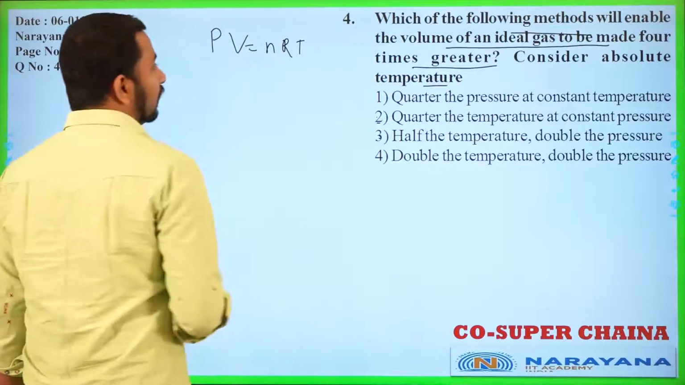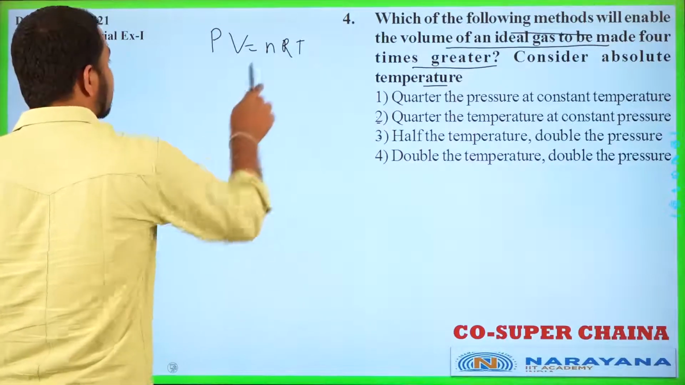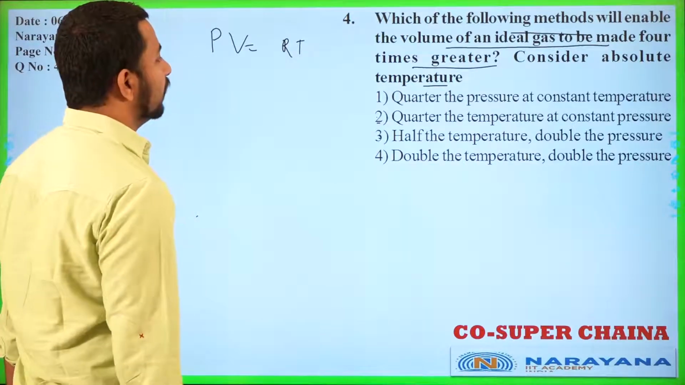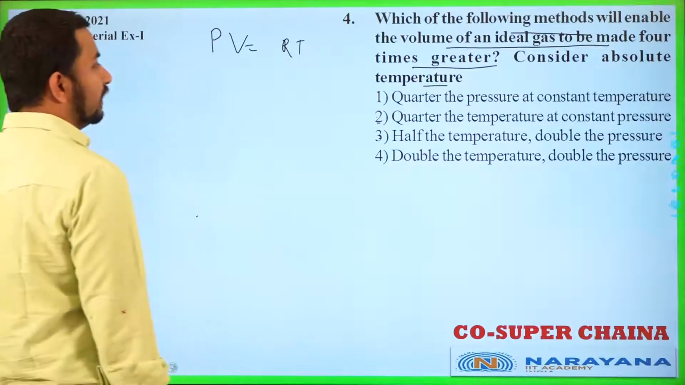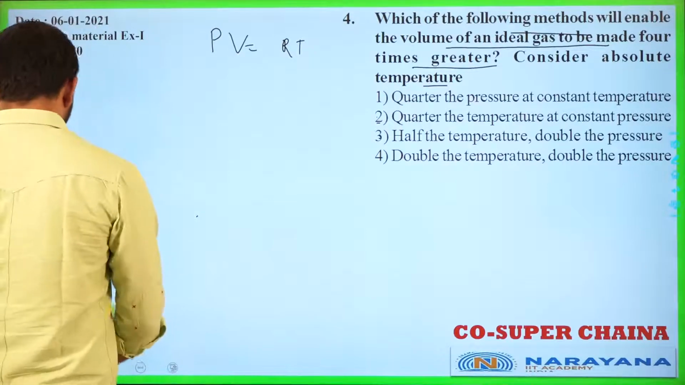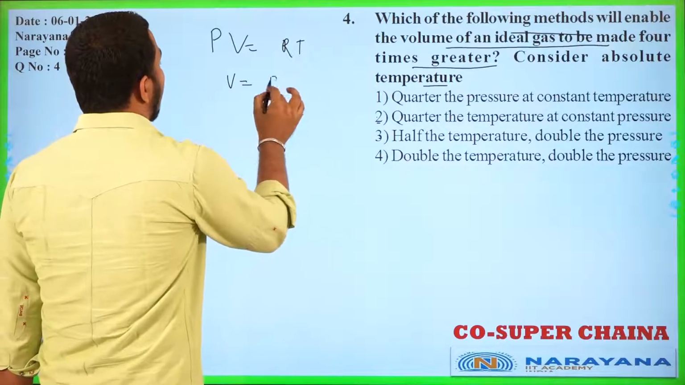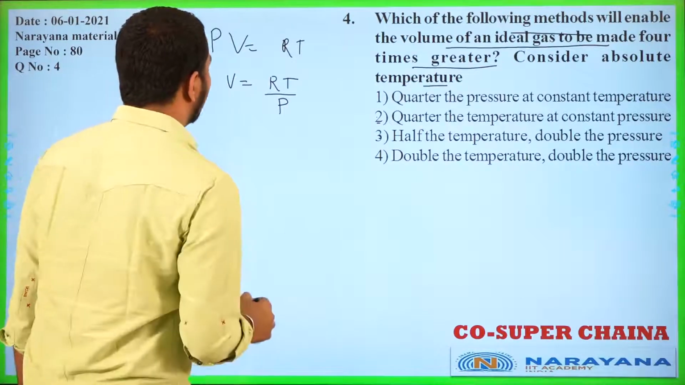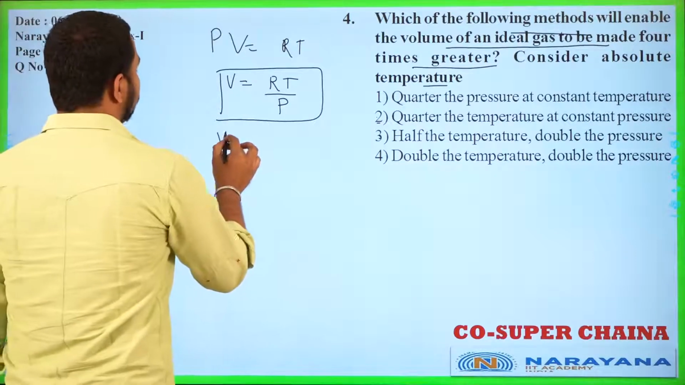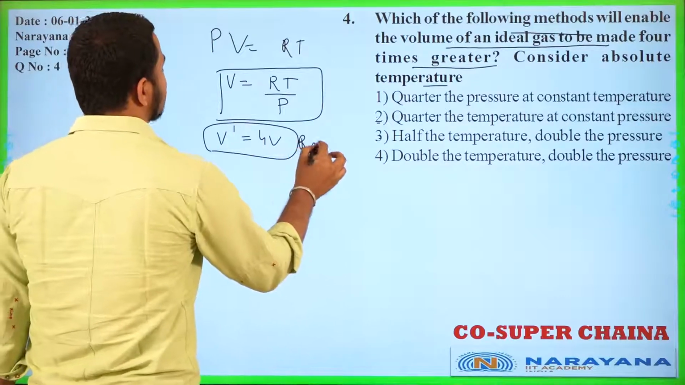Okay, so if we are taking it for 1 mole, what can we write here? Which of the following methods will enable the volume to be 4 times? So quarter the pressure and temperature. You want the volume to be 4 times. So from here we are getting V is equal to RT by P. This is our desired result. We want that V dash should be 4V.